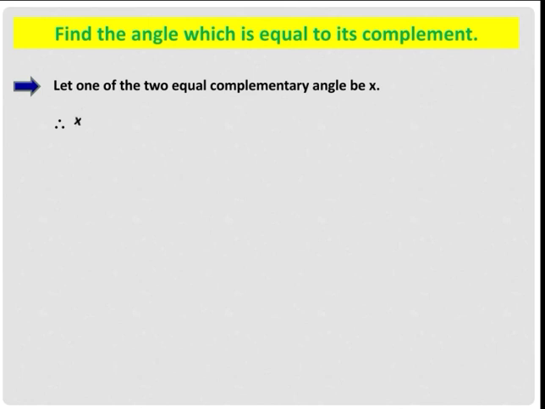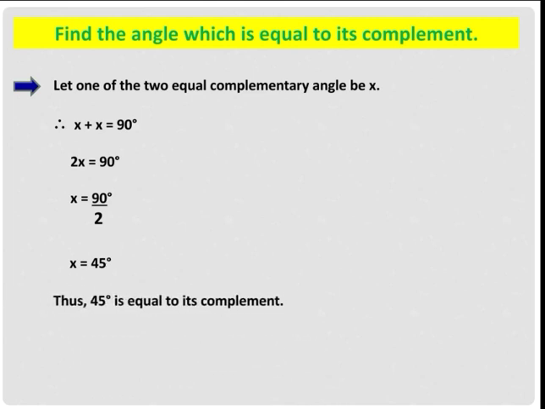Now the addition of two angles is 90 degree. So x plus x is equal to 90 degree. x plus x is 2x, which is equal to 90 degree. Therefore, x is equal to 90 degree divided by 2. So x is equal to 45 degree. Thus, 45 degree is equal to its complement.